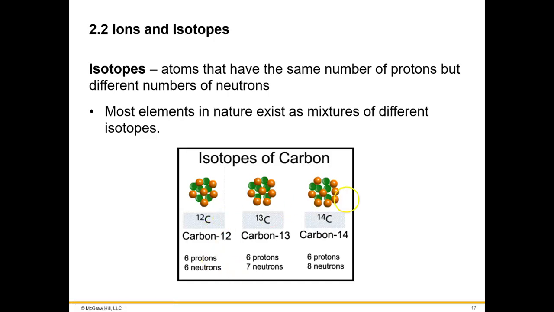You can see all of our carbon have the same atomic number, 6, and different mass numbers as a result of their different number of neutrons. That's all that we're talking about when we're trying to describe an isotope. They have the same number of protons, different numbers of neutrons.